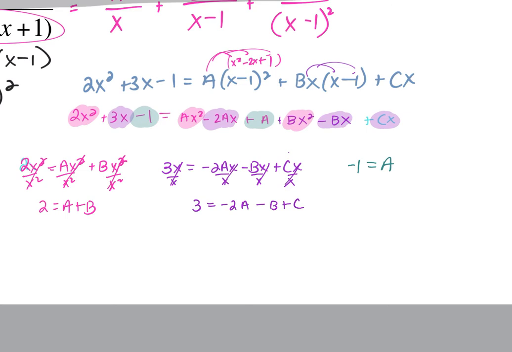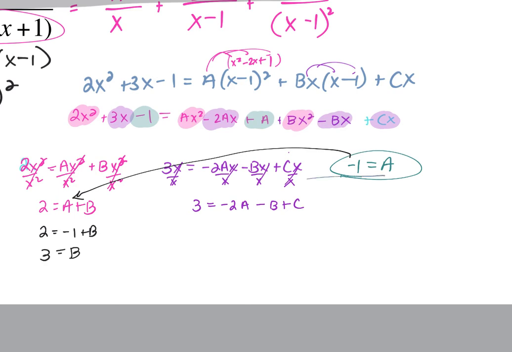So I actually have a triangle system here. If you wanted to write it out, you could, but you don't need to. I have one that's got 3 variables. I've got one that has 2 variables, and then I have one that only has 1. So I already know a is negative 1. I'm going to take that and plug it into the one that has 2 variables there. So 2 equals negative 1 plus b, and b would equal 3.